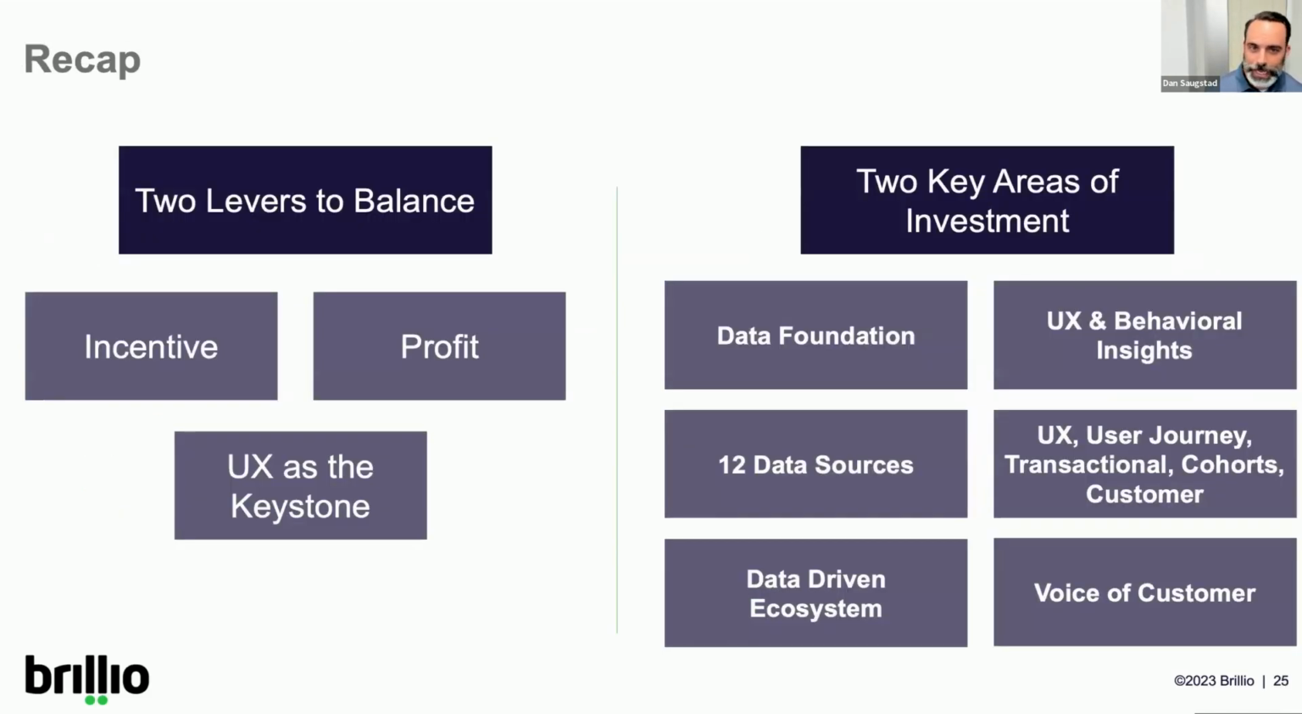So just to recap, we talked about 2 levers to balance. You've got incentive, you've got profit. You've got to be careful on how you pull too hard on one or the other. And really the keystone that holds all that together is going to be the actual user's experience: how you design it, how you understand it, how you optimize it. And the 2 key areas to invest in so you can optimize these programs: data foundation, where Raghu walked us through those 12 different data sources and what a data-driven ecosystem looks like. And then I walked you through the UX and behavioral insights, where we had UX, user journey, transactional, and cohort analyses, all quantitative, and then that qualitative voice of customer.